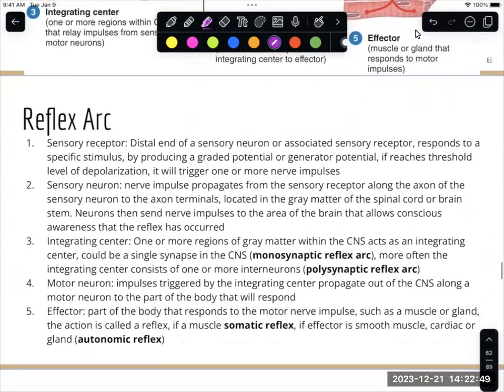So this goes through this entire process. This sensory receptor, this is whatever is picking up that stimulus. Again, just like we talked about in chapter 12, it has to be a large enough stimulus to reach that threshold to generate that nerve impulse or action potential. When that happens, that sensory neuron will send that action potential, that information, into the spinal cord.